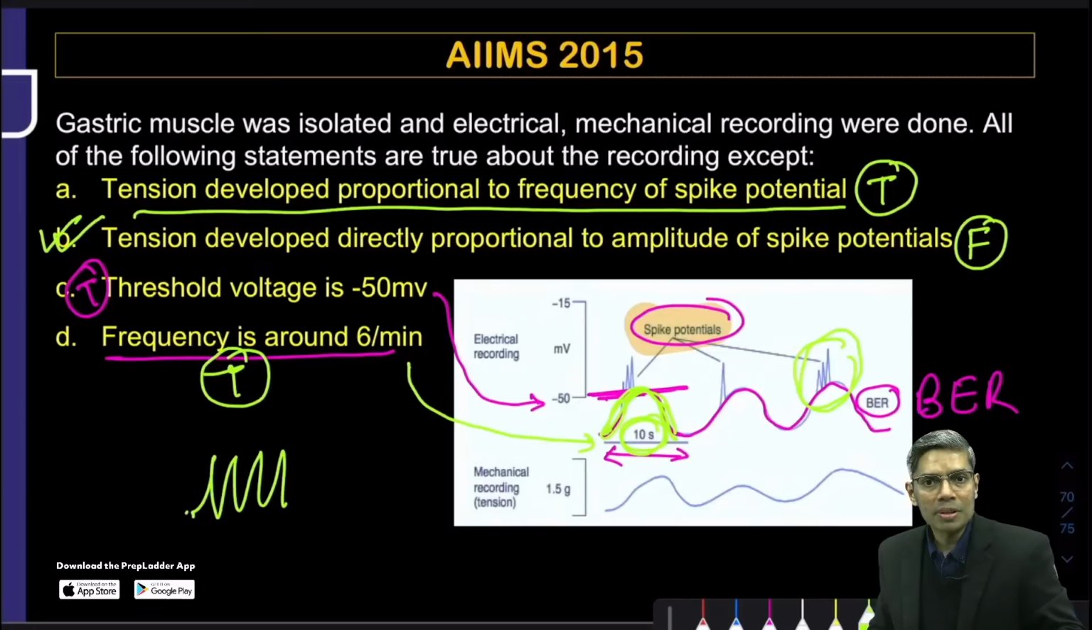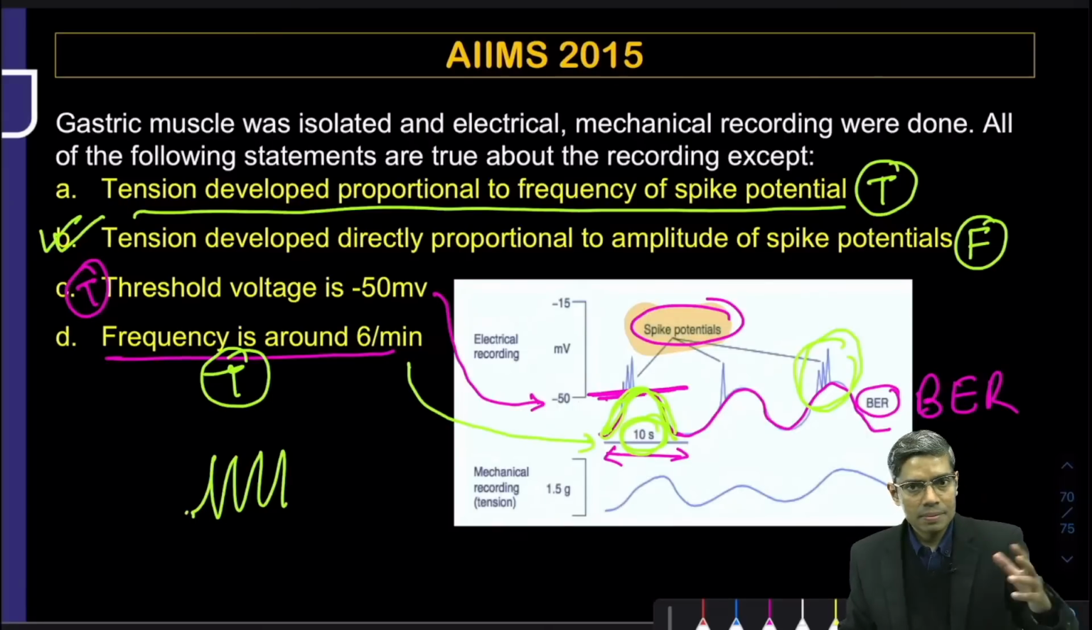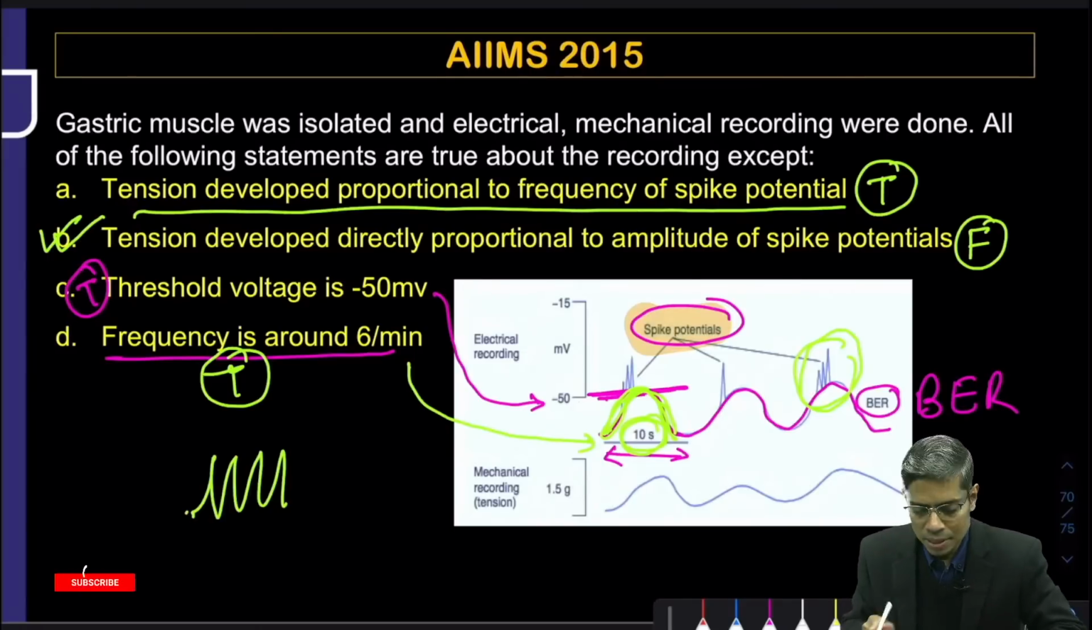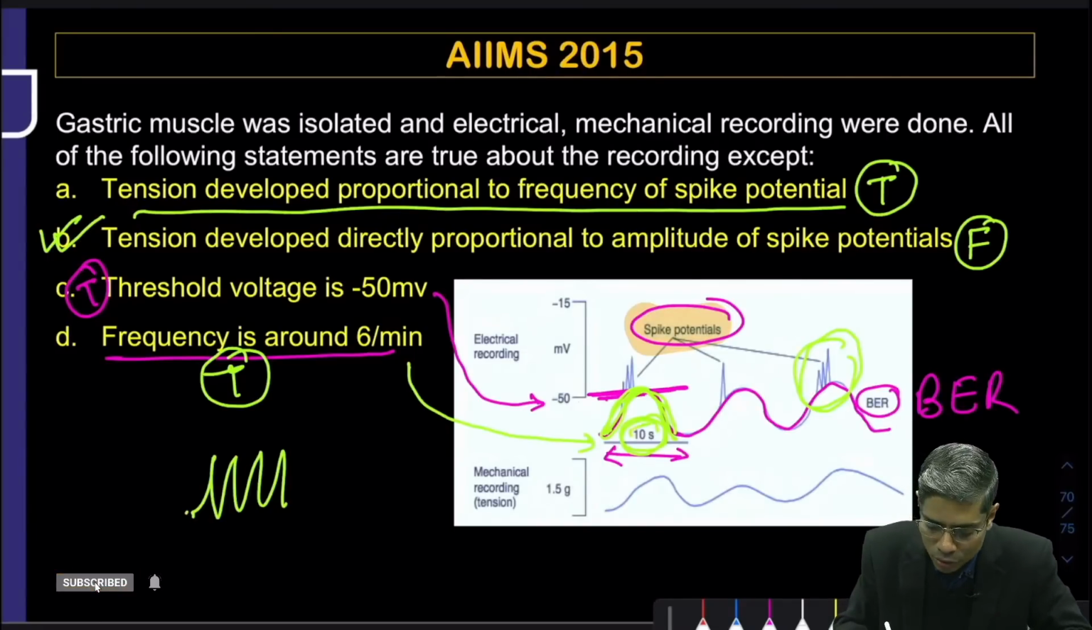Okay, all of the following statements are true except this one. So this is the answer. Okay, yes, 60 by 60, that is 1 minute, 60 seconds upon 10 seconds. So 6 is the BER frequency. You have to look at the x-axis time scale. So if you look at the x-axis, this is the time scale.